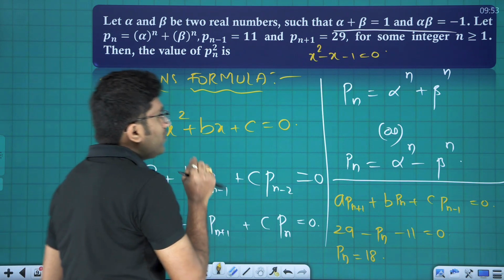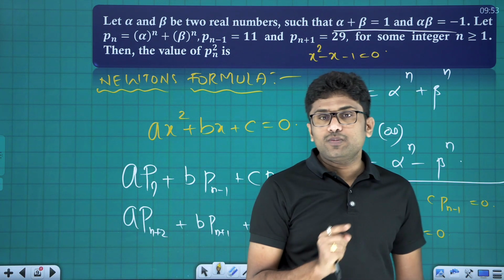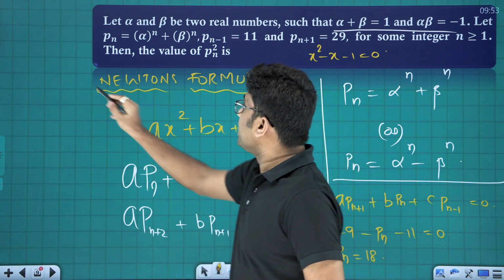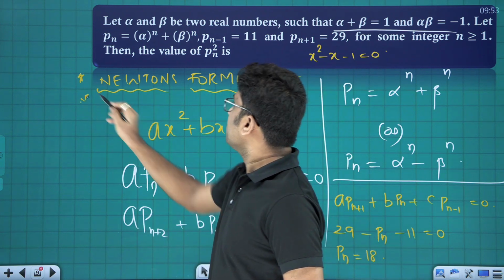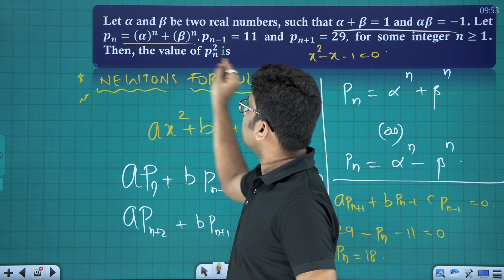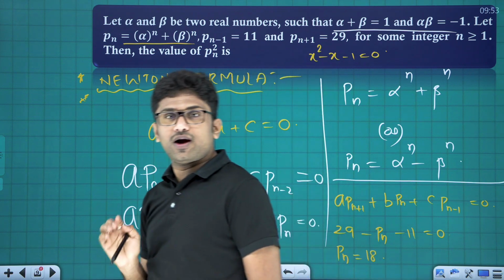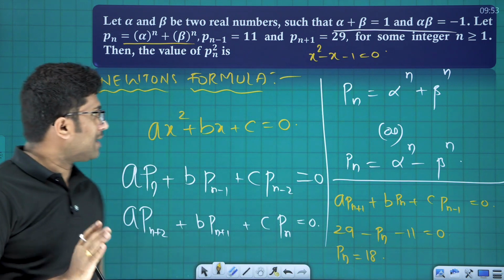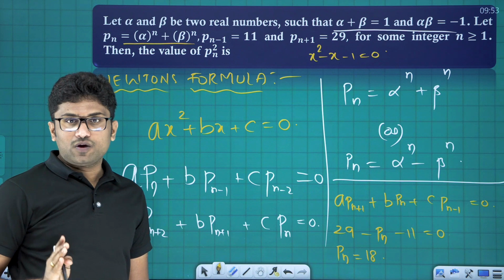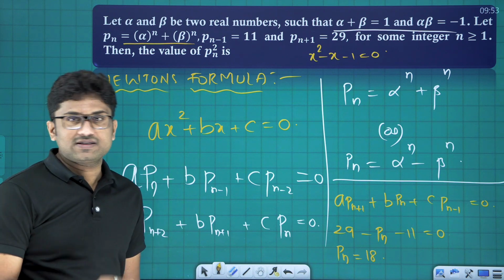So that's how we use Newton's formula in quadratic equations, which is very important. Whenever we come across these statements, alpha power n plus beta power n or alpha power n minus beta power n, we should use Newton's formula, in the majority of cases.